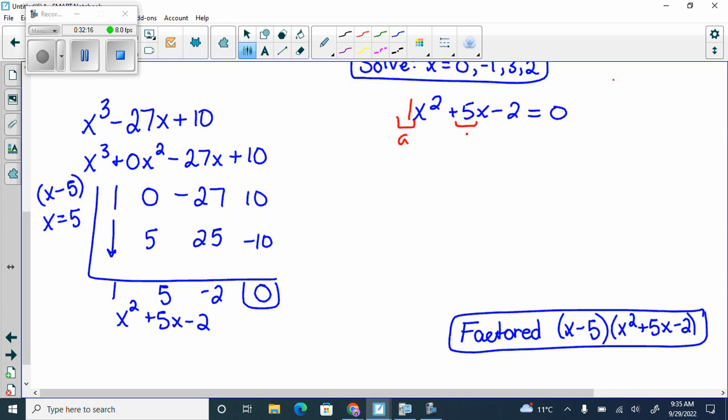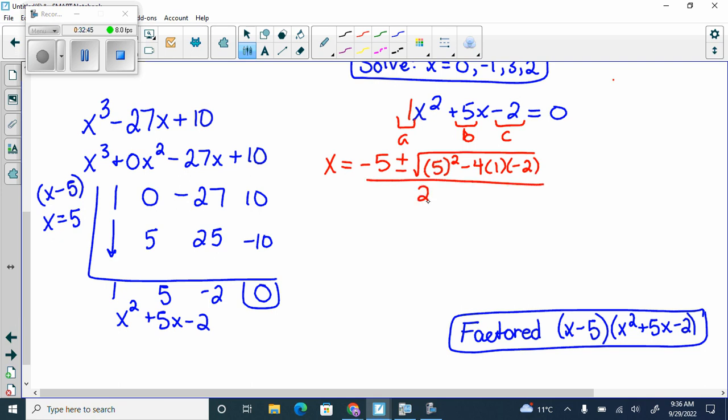This is your b. This is your c. Okay? Then we use our quadratic formula, which is x equals negative b, so negative 5, plus or minus the square root of 5 squared minus 4 times 1 times negative 2, all over 2 times 1.